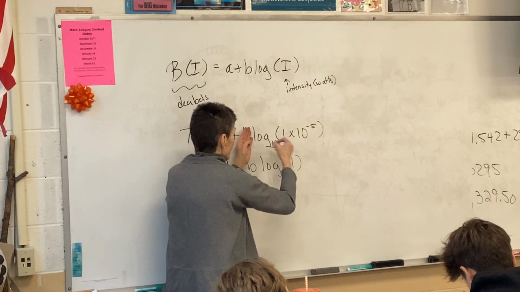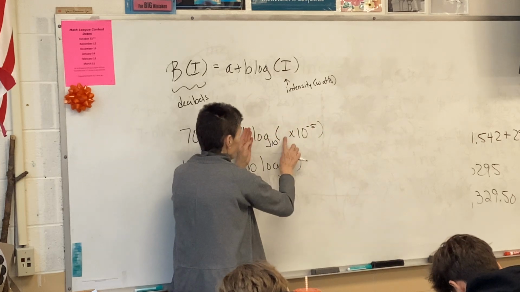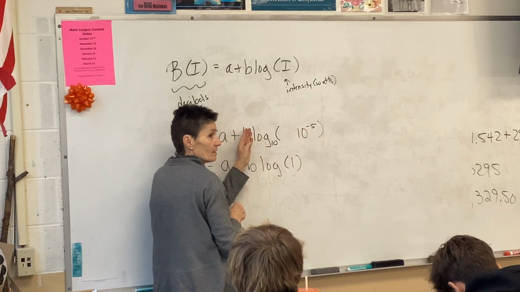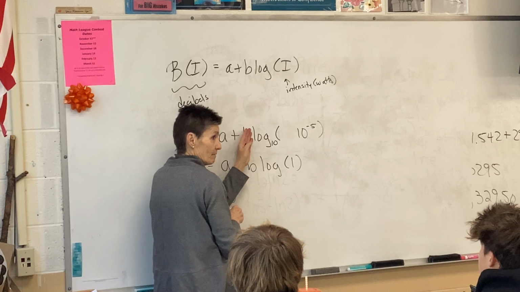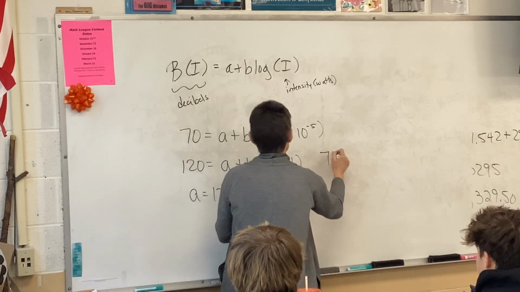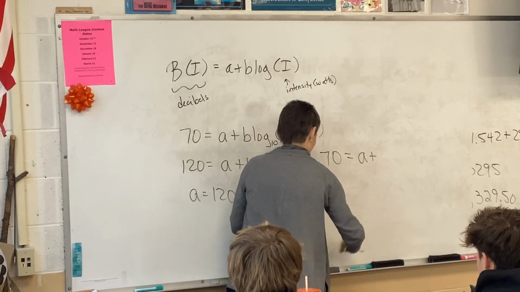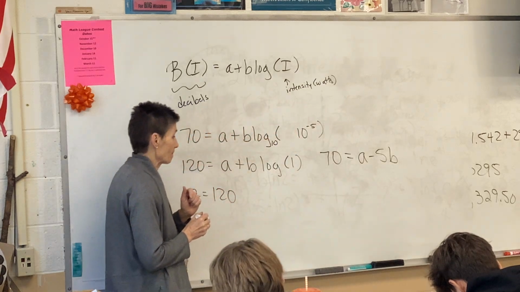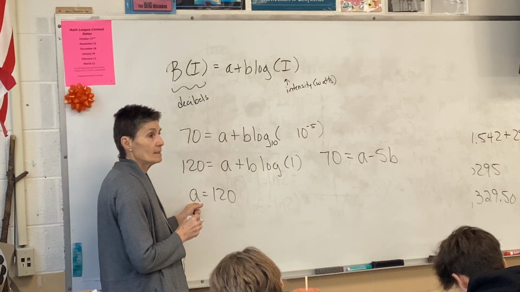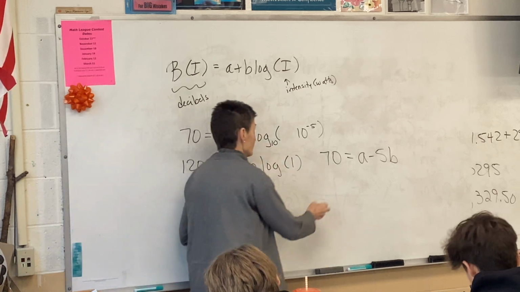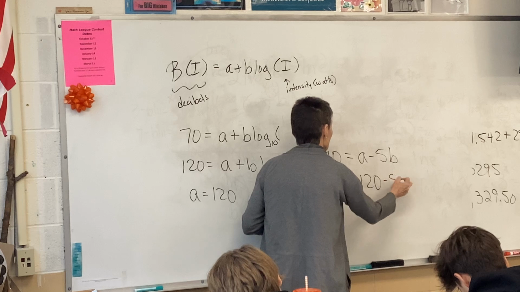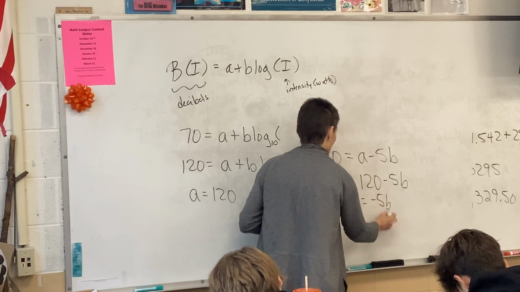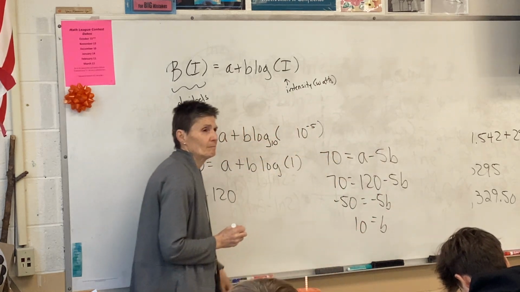Tell me about this right here. The 1 times part you don't even really need, because that doesn't change anything. What's the log base 10 of 10 to the negative 5th? Negative 5. So isn't that equation just 70 equals A minus 5B? But we already know A is 120. So 70 equals 120 minus 5B. Did you get negative 10?